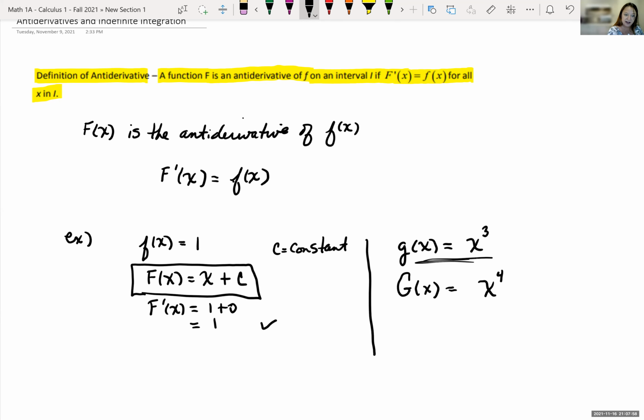And so if we divide by our new exponent of 4, then now when we take that derivative, bringing down that exponent of 4 is going to cancel with the 4 in our denominator. So capital G of x equals x to the 4th over 4, and then we're going to add some constant c.